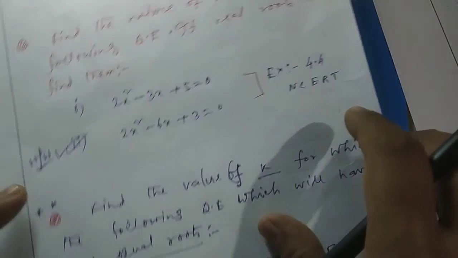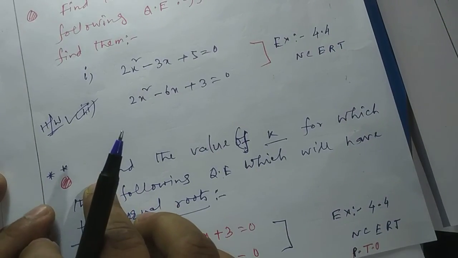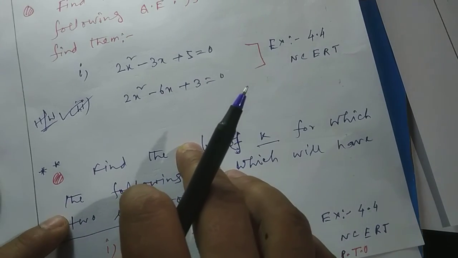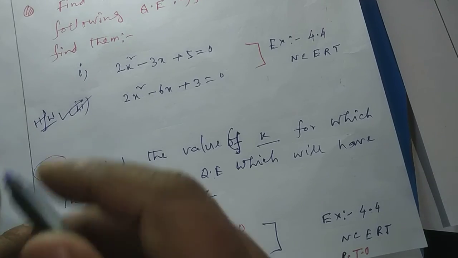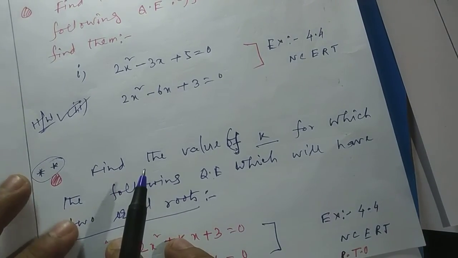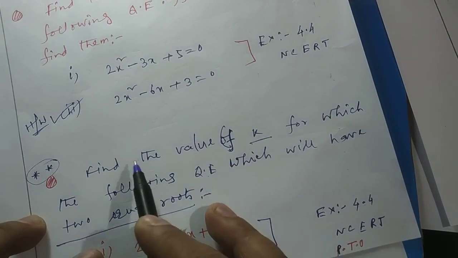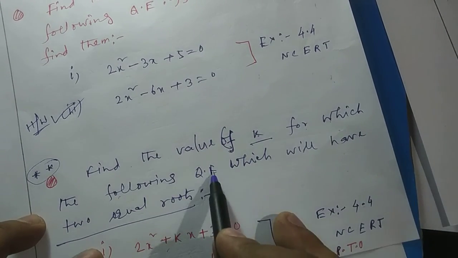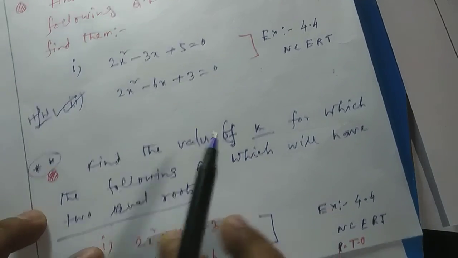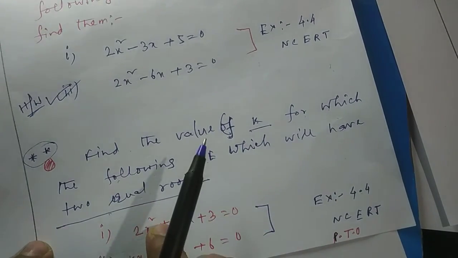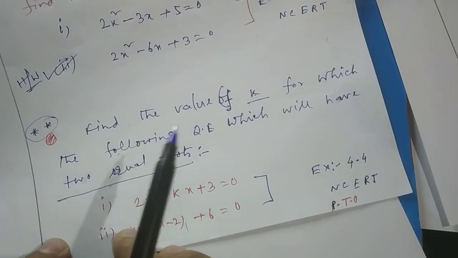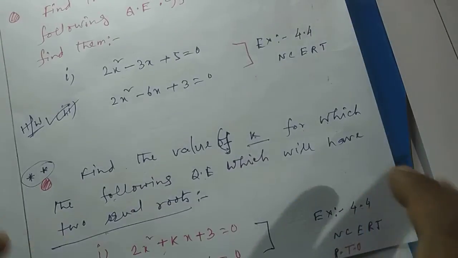Okay. Now let us come to question number 3. Very, very important question. This question comes in the board exam frequently. That's why I have given the star mark. I have earmarked it by a star. What is told here? Find the value of k for which the following equation will have two equal roots. Now, first let us take the question.